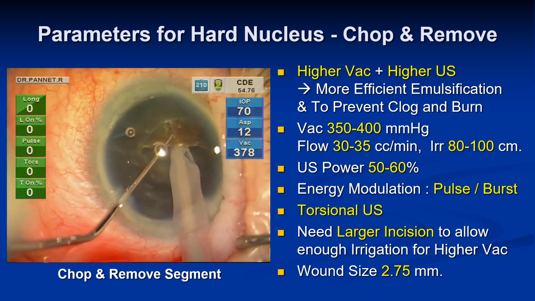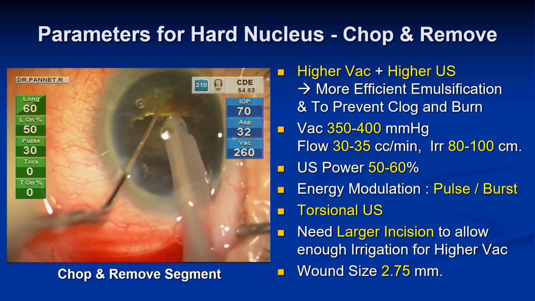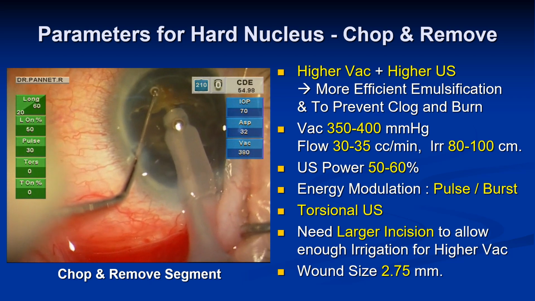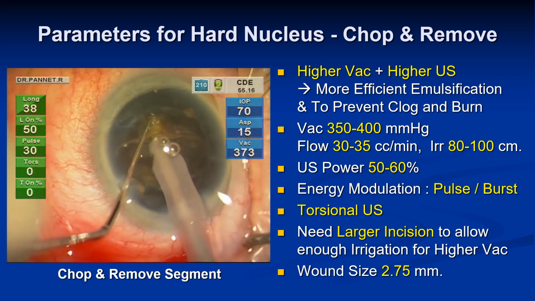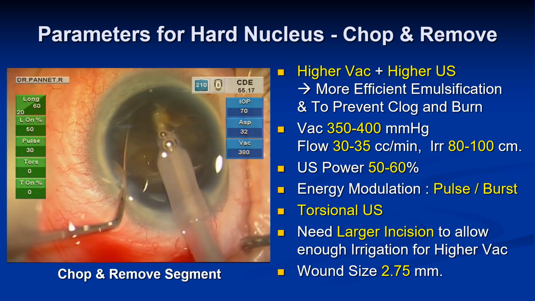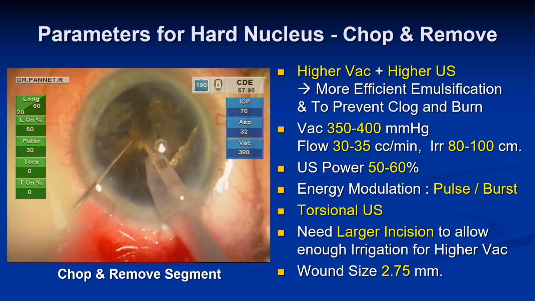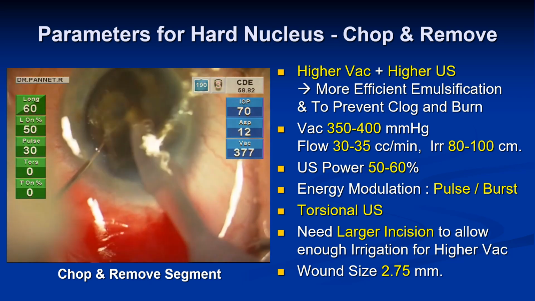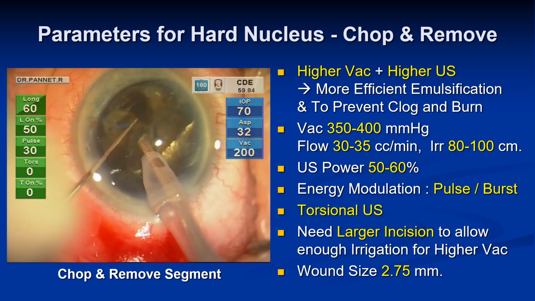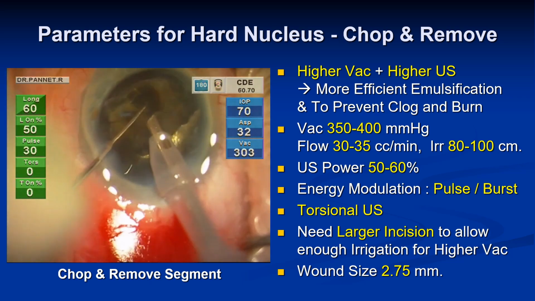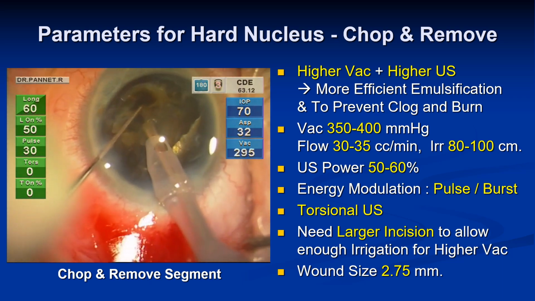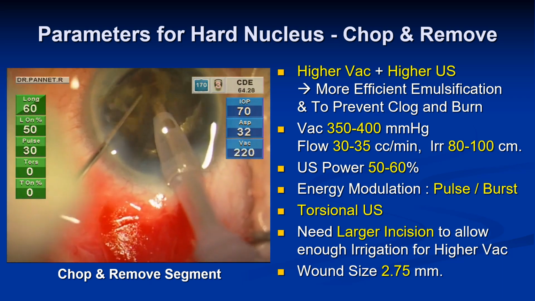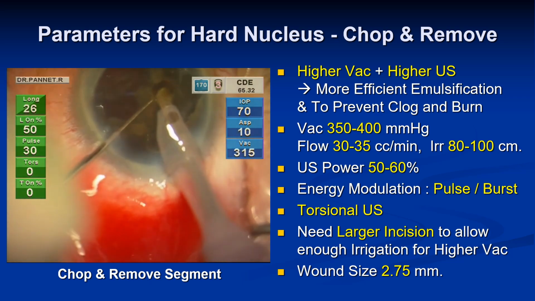During chopping and removing segments, we need to increase vacuum between 350 to 400, and flow rate between 30 to 35. And use pulse or burst mode ultrasound. We may also use torsional ultrasound to reduce heat. We also need larger incision of about 2.75 mm to allow enough irrigation for higher vac.